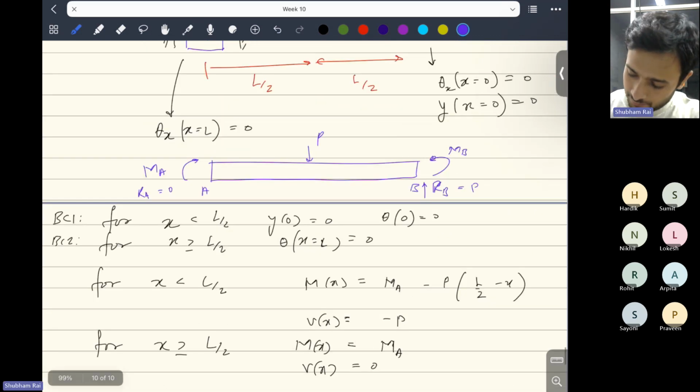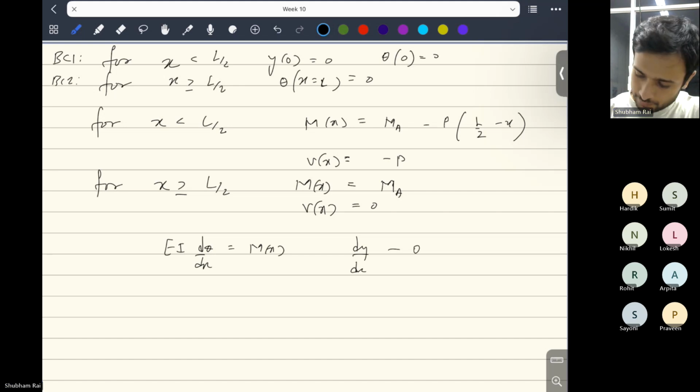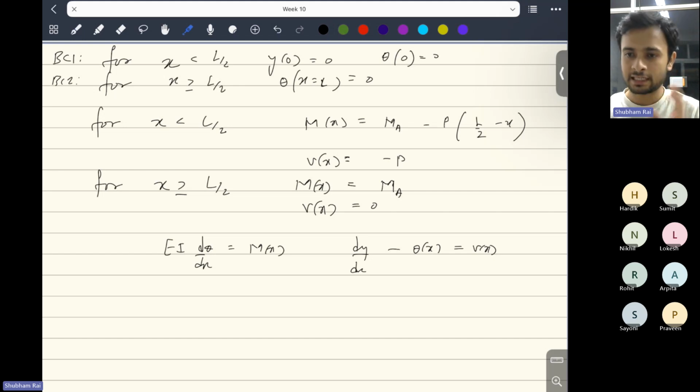Anyway, so now there are two equations for Timoshenko beam theory, which are EI d theta by dx equal to Mx, and then dy by dx minus theta of x is equal to V of x, over kappa GA. So for each of x less than L by 2 and x greater than L by 2, you have Mx and Vx. What you are going to do is, firstly, solve this equation. You will put the expression for Mx, integrate it. You will integrate once, you will get one integration constant, right? And if there are some boundary conditions, put those in and characterize that constant.